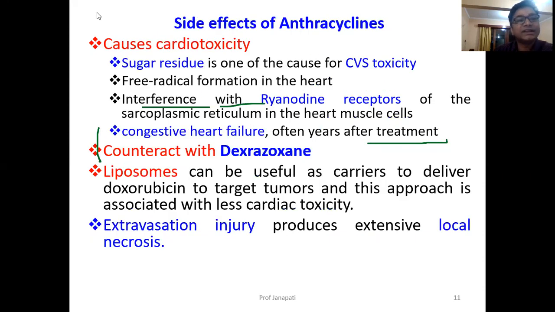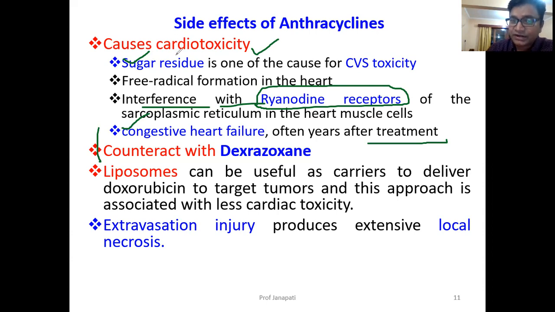Now, one more important thing is that these drugs produce cardiotoxicity. What is the main reason? Because of free radical generation. One more reason is that the sugar residue also causes free radical generation, and also this drug interferes with the ryanodine receptor, which plays a very important role. Because of this, you are getting cardiovascular disease, that is congestive heart failure. Not immediately, but over a period of time, depending on the person.